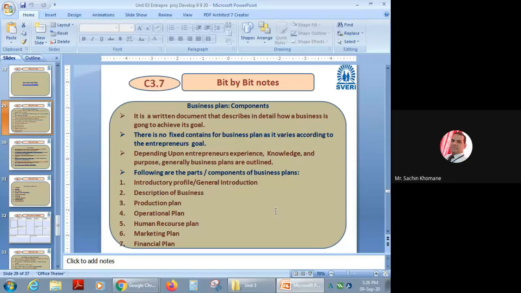Then utilities means facilities. So which kind of facilities are available at that particular site? Maybe power is there, fuel is there, water, gas, electricity, and whatnot, whatever utilities are required. So that you can mention there.